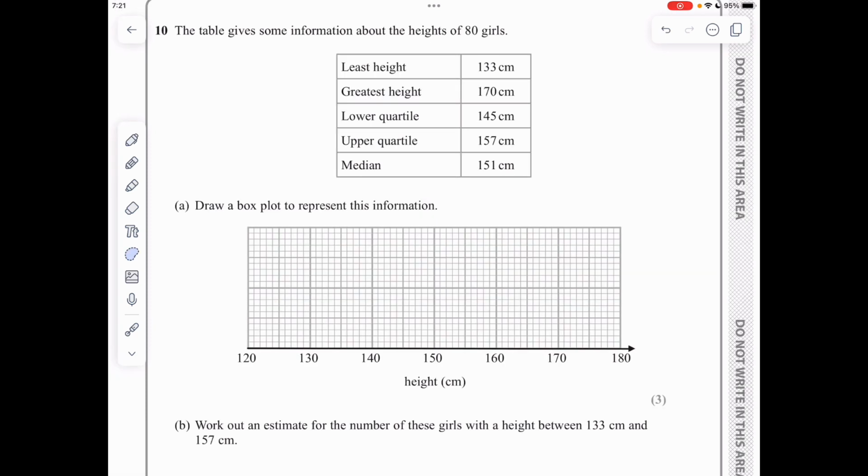In question 10, we're given information about the heights of 80 girls. We have the least and the greatest height. We've got the lower and upper quartile, and the median, and we need to draw a box plot.